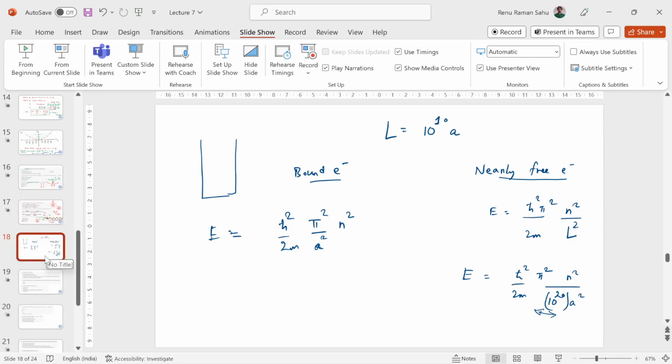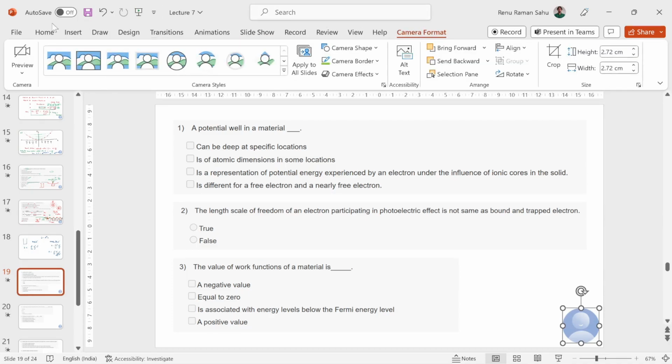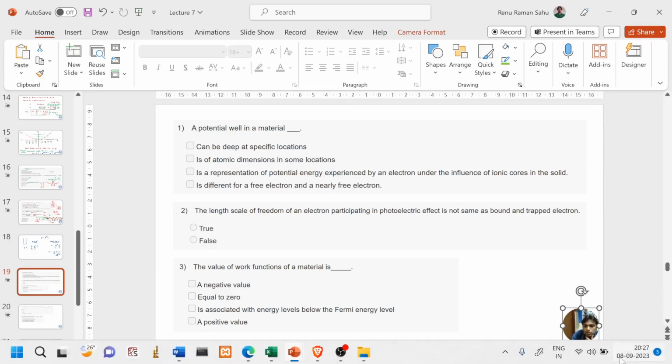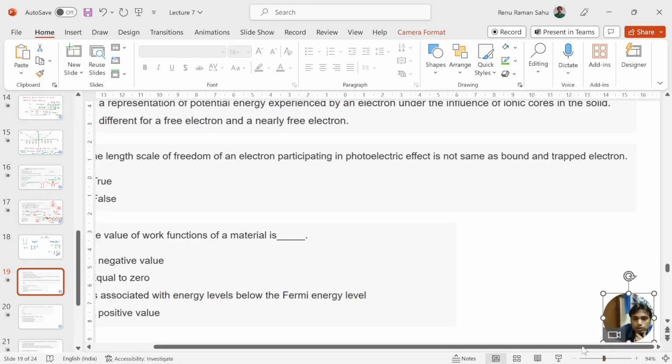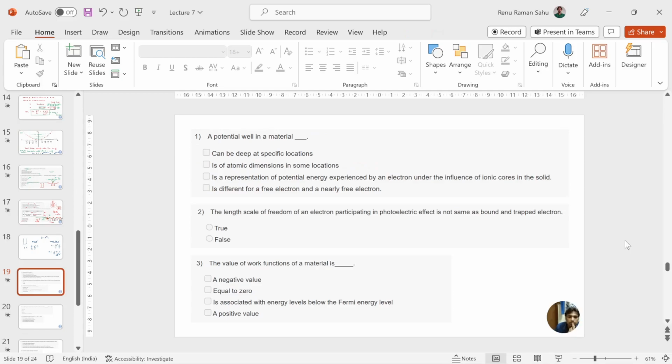Okay, now let us go to the next question. Potential well. It's completely different. So what do you think about it? Potential in a material can be of atomic dimension at some location, and is a representation of the potential energy experienced by an electron under the influence of ionic cores in the solid. Yes, the last two are correct. And it is different for a free electron and a nearly free electron.